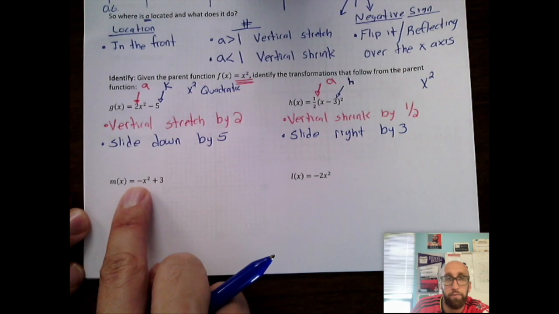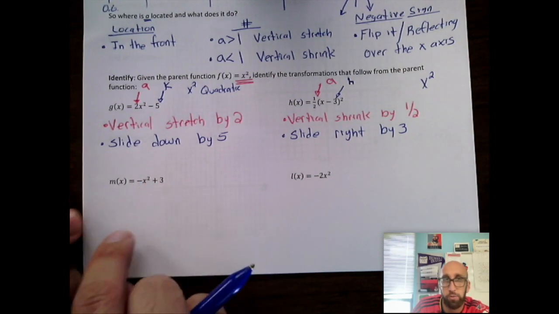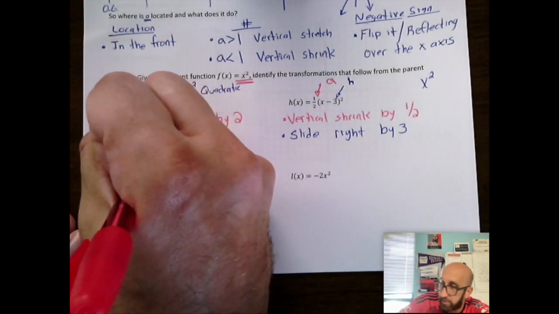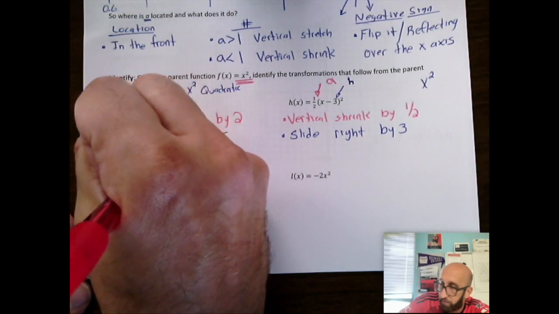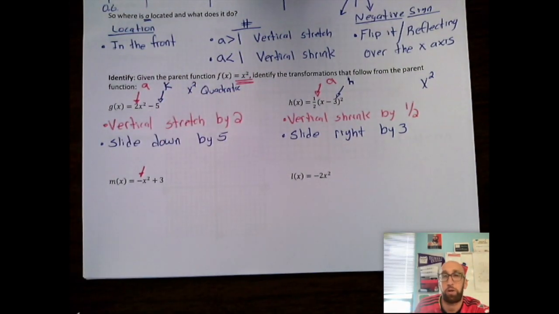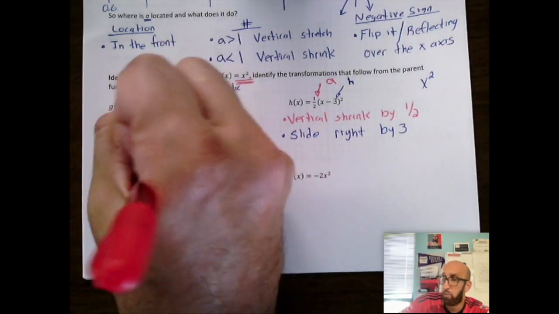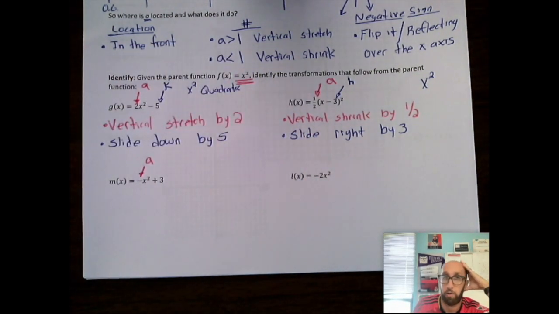I'm looking at this bottom left one. I see a negative x squared plus 3. So a little bit faster now. The first thing I see is this negative dangling out front. Again, the key word there is we are in the front. And what I know is A's are out front.